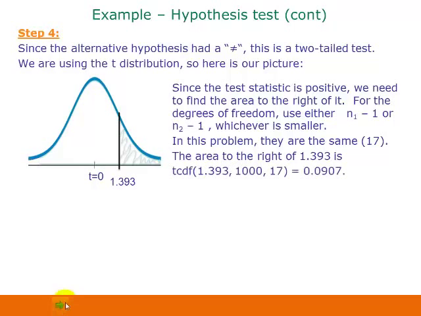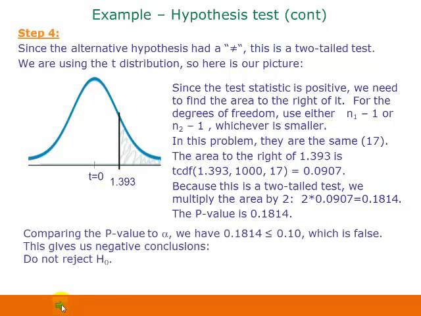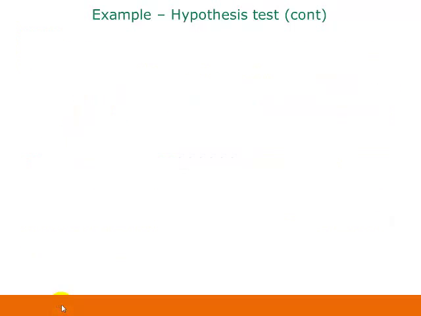So to get the area to the right of our test statistic, we do TCDF from 1.393 to 1000 with 17 degrees of freedom and get 0.0907. Since this is a two-tailed test, we have to multiply this area by 2, so that gives us 0.1814, and that's our p-value. Now we're going to compare the p-value to alpha, so we have 0.1814 is less than or equal to 0.10, which is false. That gives us negative conclusions, so we would say do not reject the null hypothesis.